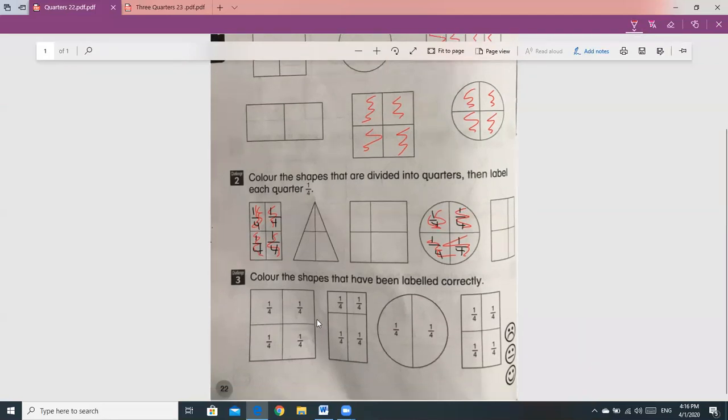He said to me, color the shape that has been labeled correctly. Let's see the shape that is labeled correctly. Let's make here. Quarter, quarter, quarter, quarter. Yes, it's 4 parts. They are equal. And each part is called quarter, so it's correct.